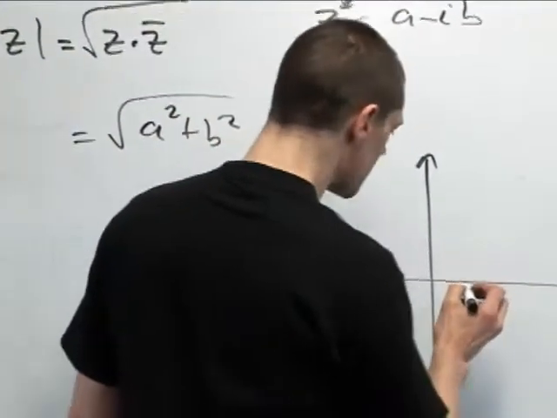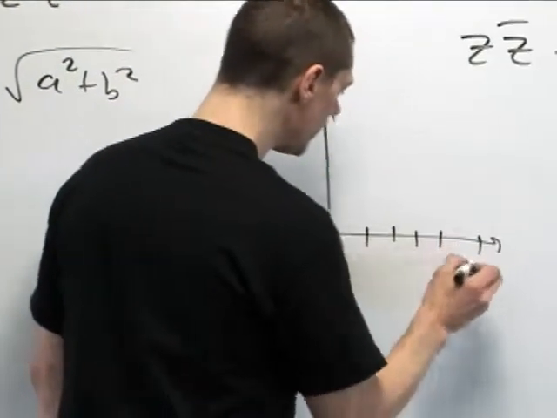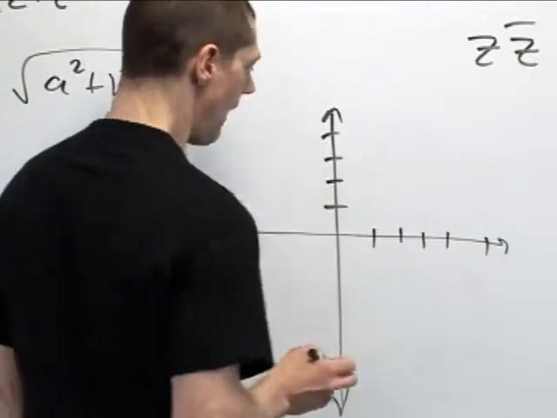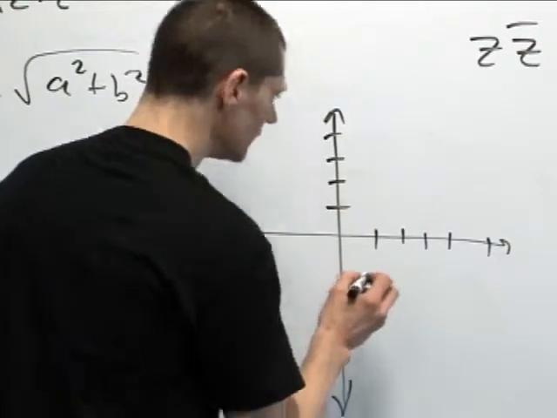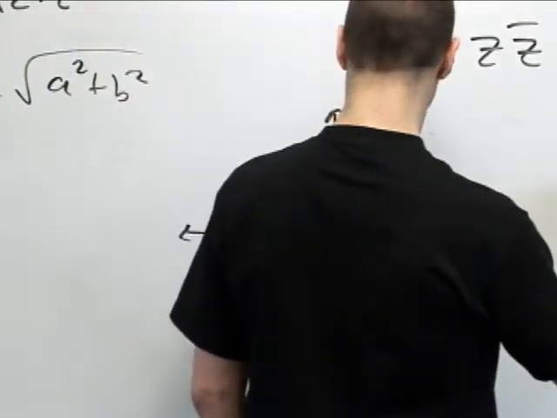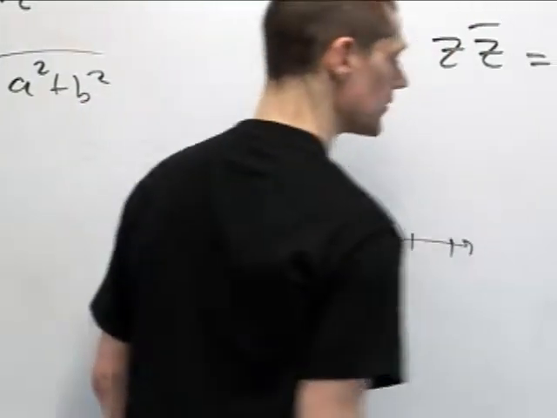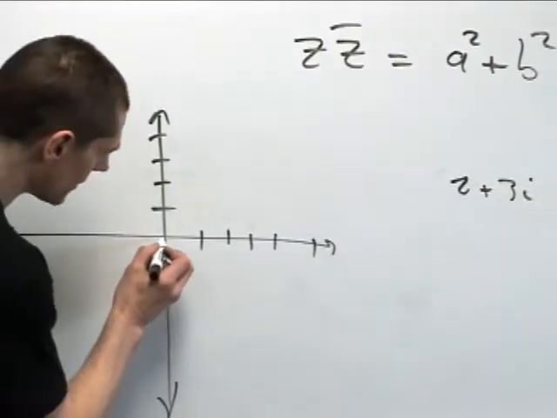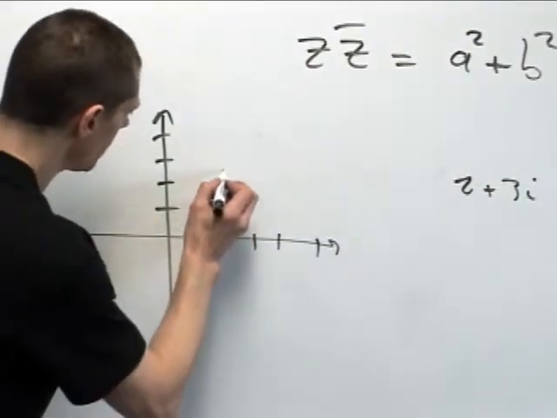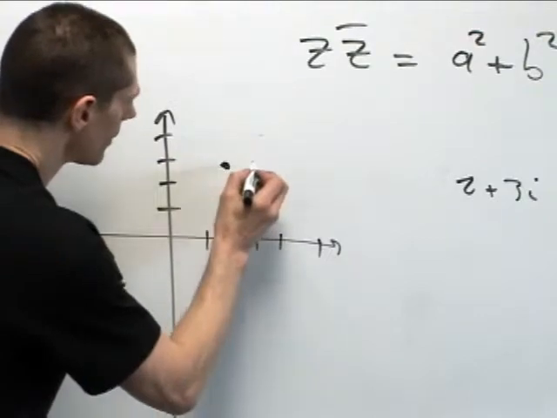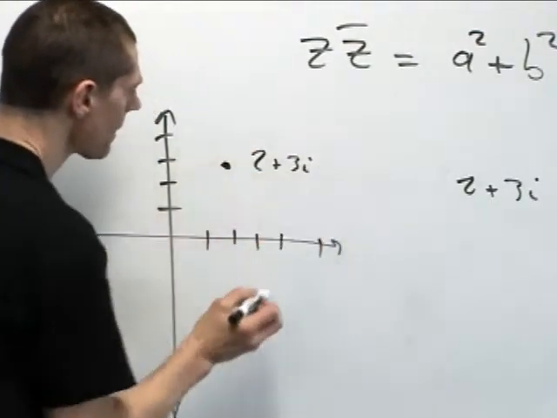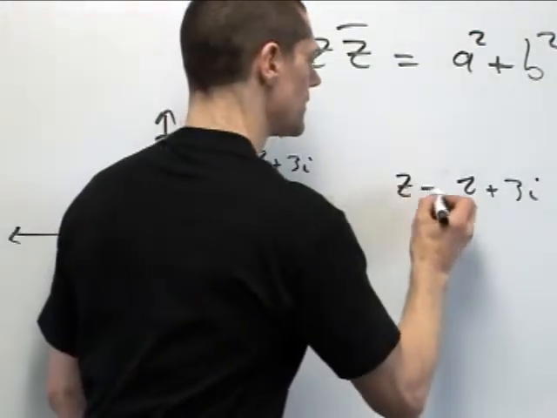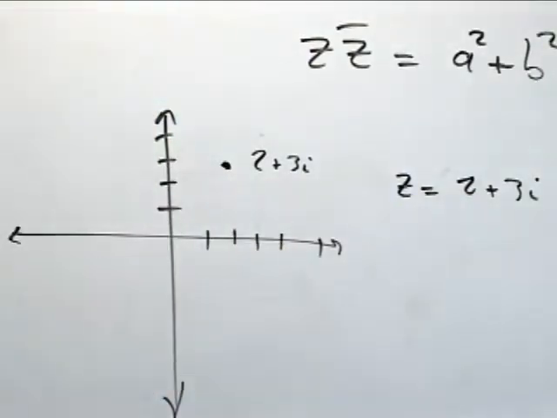So this is what's going on here. Let's do 2 plus 3i, and I just made this up. What's going on with this? Here is 2, and 1, 2, 3. Okay, here's 2 plus 3i. So if this is z, this is our complex number. What is this?